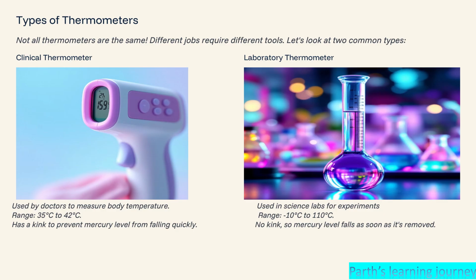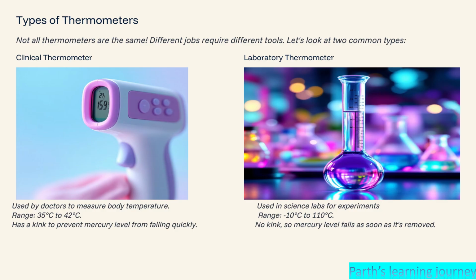There are basically two types of thermometers. First, the clinical thermometer. The clinical thermometer is used by doctors to measure the body temperature of human beings. Its bulb is generally filled with mercury, a silver gray color. The temperature range of the clinical thermometer is from 35 degrees Celsius to 42 degrees Celsius. It also has a kink to prevent the mercury level from falling quickly.